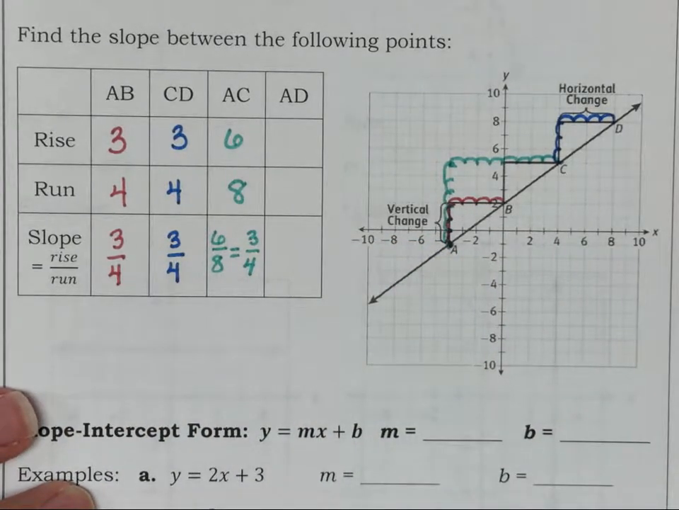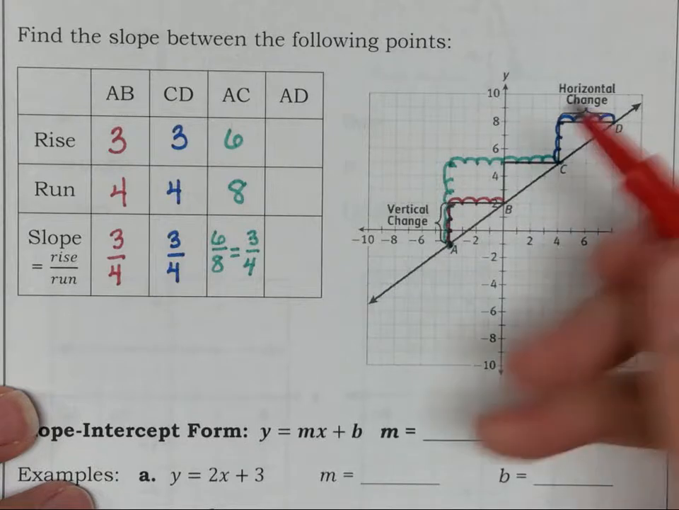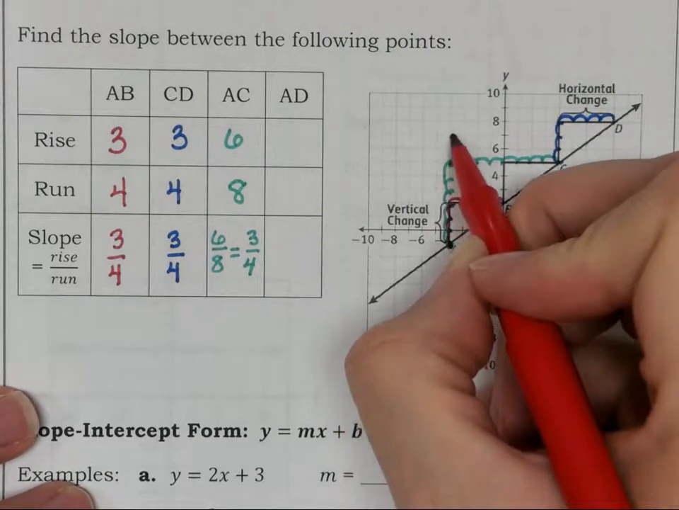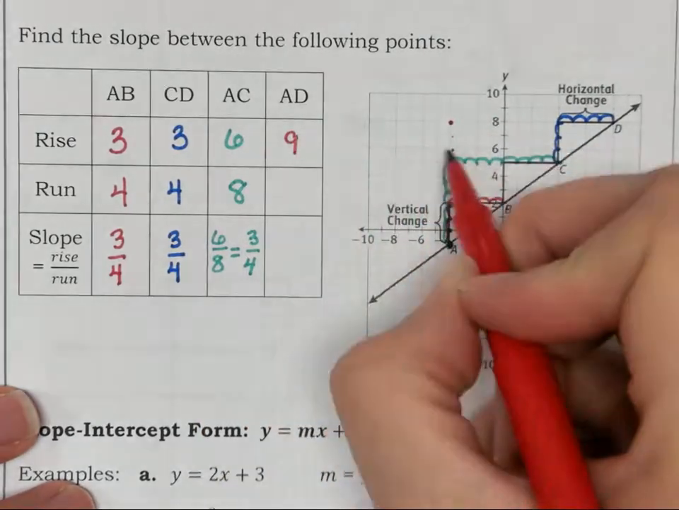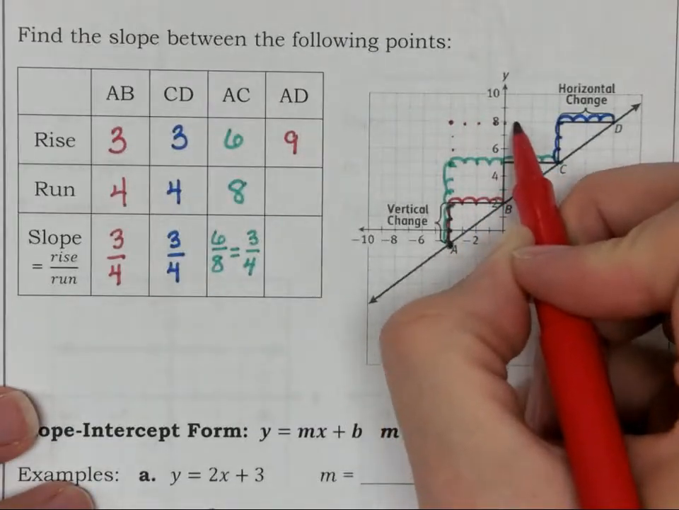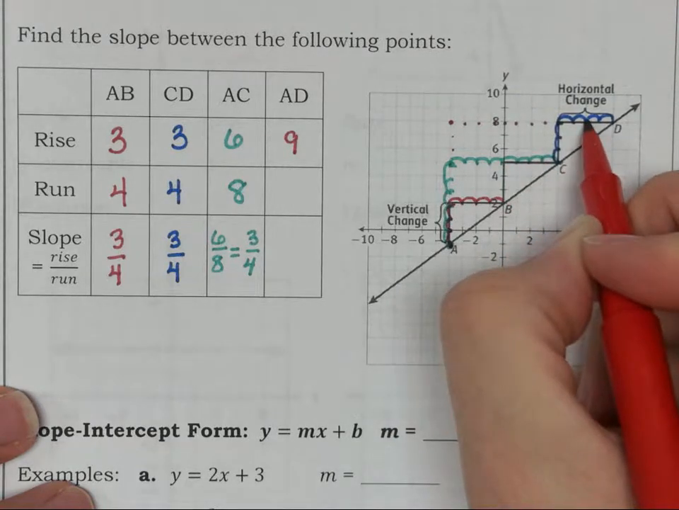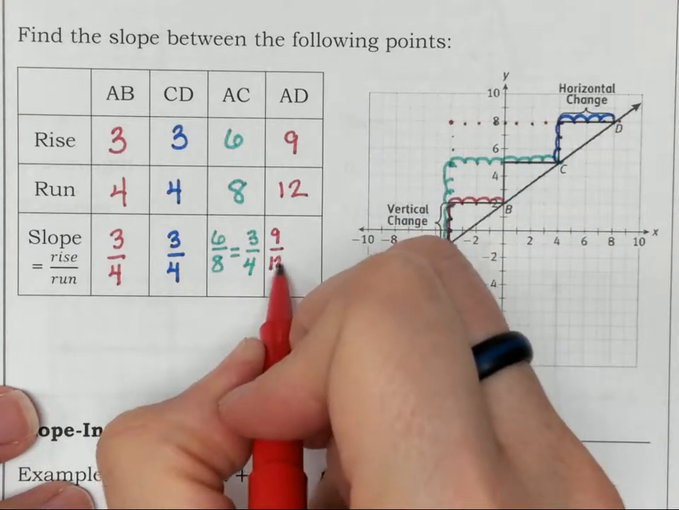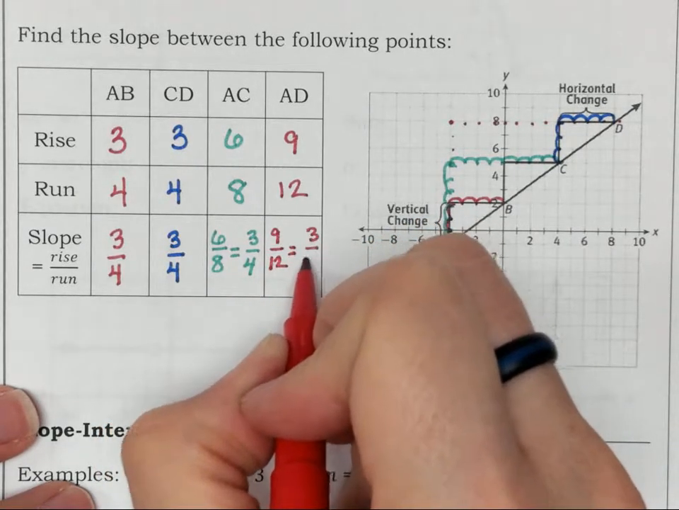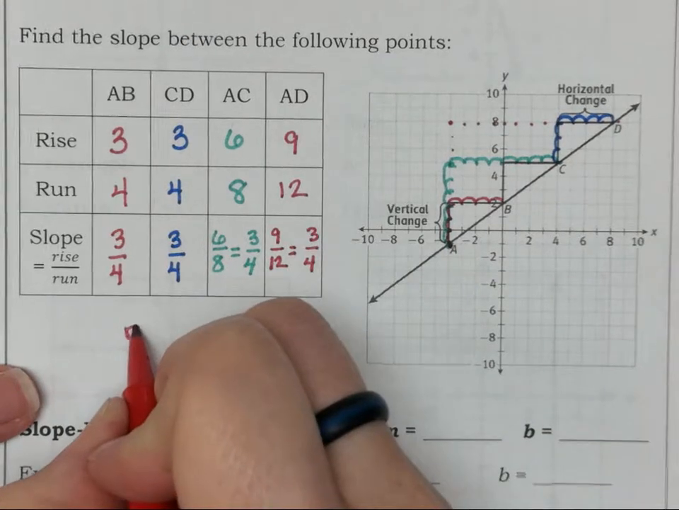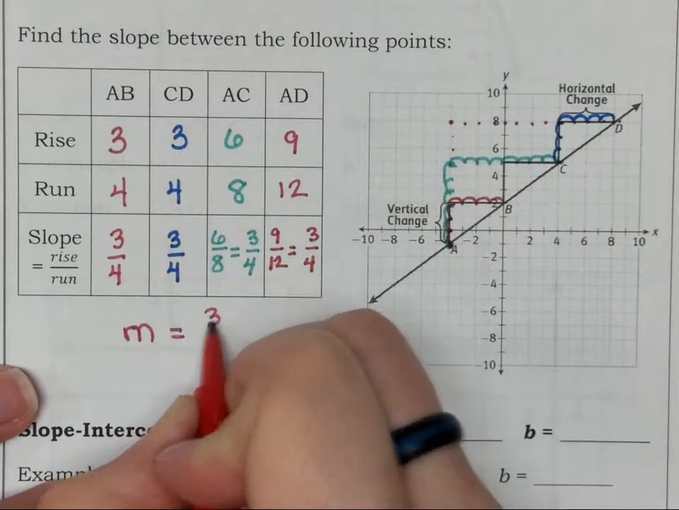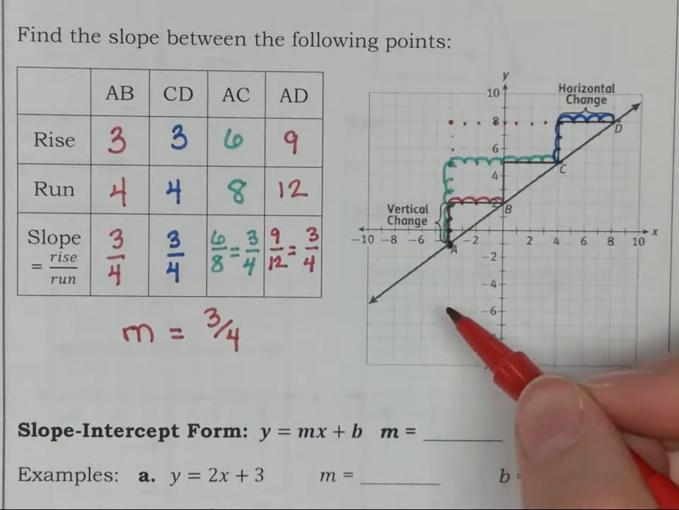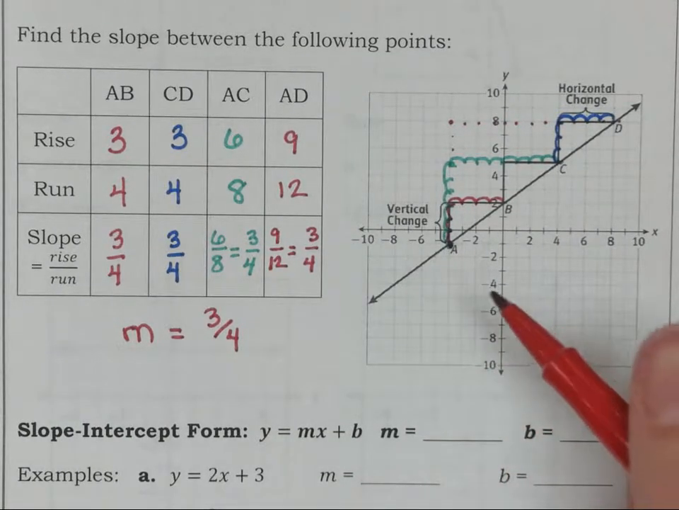And then if I look from A to D, so from the first point to the last point, we already went up 6 here, 7, 8, 9. And we're going to run 1, 2, 3, 4, 5, 6, 7, 8, 9, 10, 11, 12. So my slope is 9 over 12, which simplifies to 3/4. So every time my slope, or my m, is 3/4, and it doesn't matter what 2 points you pick, as long as you do rise over run and then you simplify it, it will work out the same.